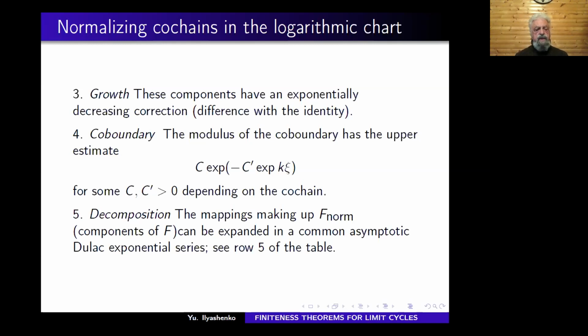And the last requirement is decomposition: the mappings that make the components of the normalizing cochain, components of F, can be expanded in a common asymptotic Dulac exponential series. It was shown in the table above. So this is the description of normalizing cochains, and we will meet different classes of cochains during the lecture today. The normalizing ones are the most simple.